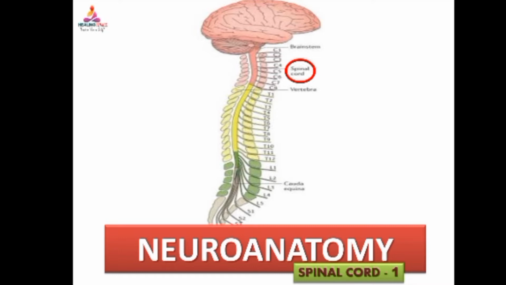Today we are discussing the neuroanatomy of the spinal cord. In these sessions we are discussing the position of the spinal cord, external features and internal features of the spinal cord. Next class we will discuss spinal tracts and spinal reflexes.